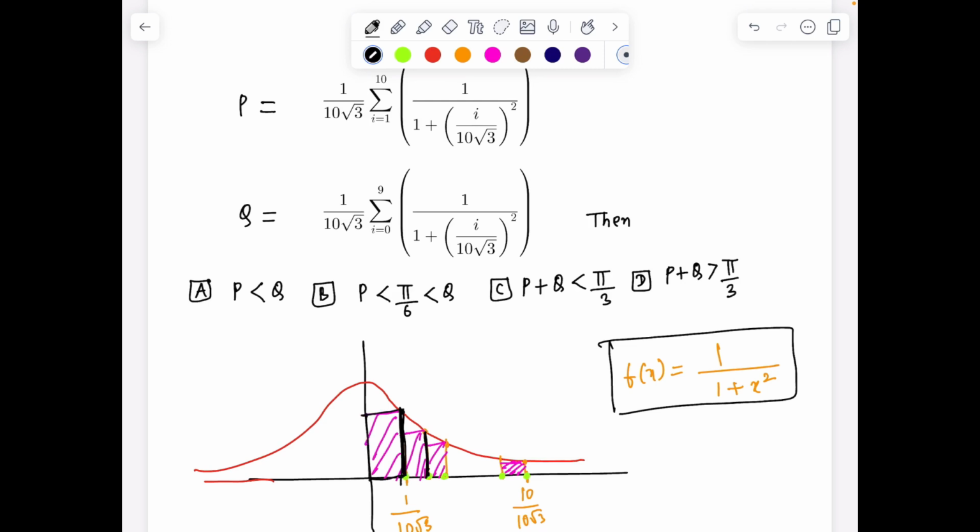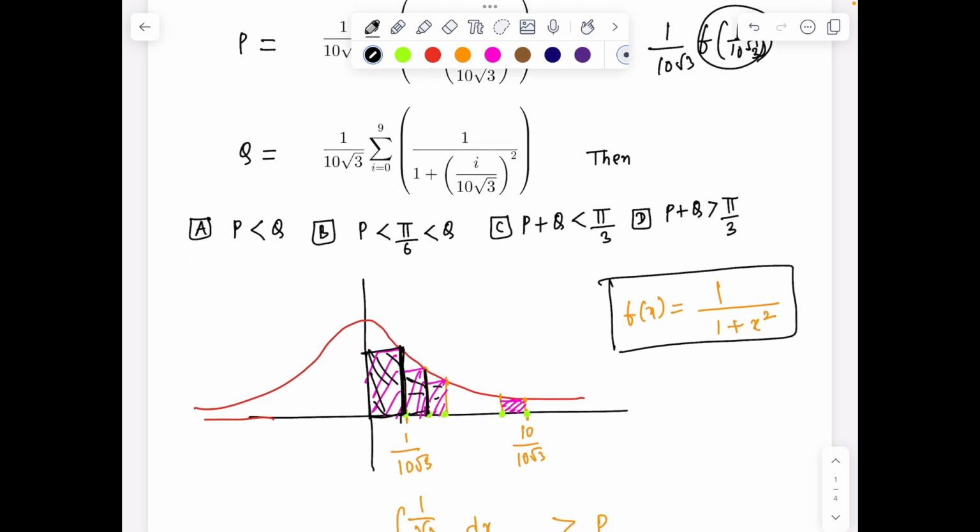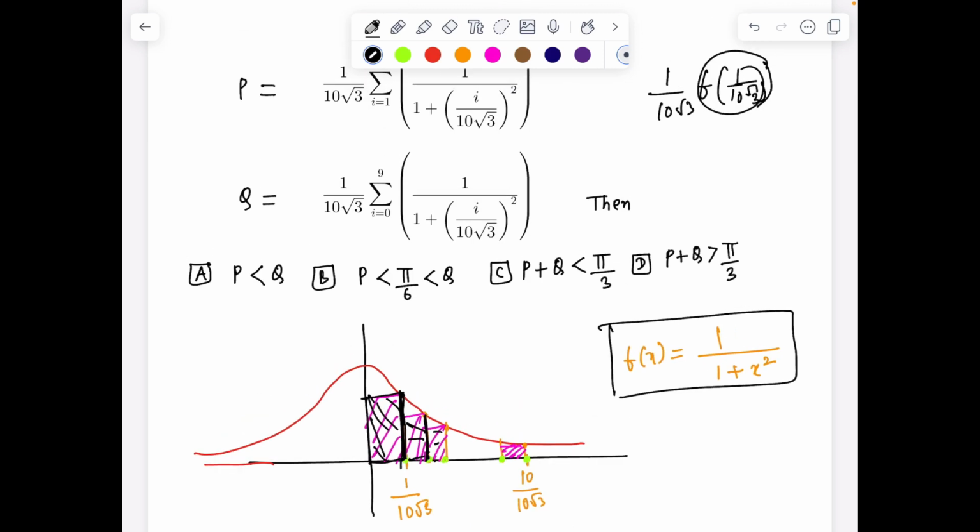Now I can treat this i equals 1 value as nothing but the area of this small rectangle, because if I keep i equals 1, I get 1 by 10 root 3 and f of 1 by 10 root 3. So I can pretend as if it's length into width. The first expression shows the area of this part. Similarly, we have the second expression, and the last expression, which is 10 by 10 root 3, shows the area of this part.